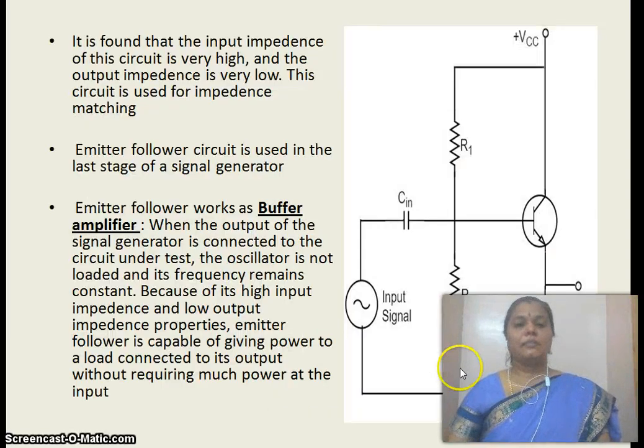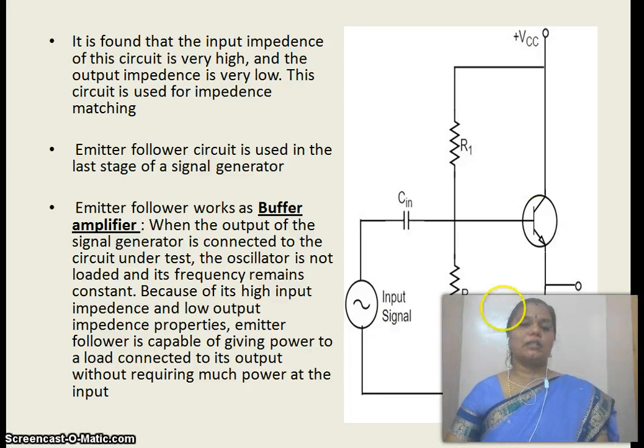And such circuits are used for impedance matching. Why are they impedance matching circuits? Because since there is no resistance, the output impedance is quite low. And because of the negative feedback, the input impedance becomes very high. So the input impedance is high and the output impedance is low. Such circuits can be used for impedance matching. And this type of emitter follower circuit is used in the last stage of the signal generator.